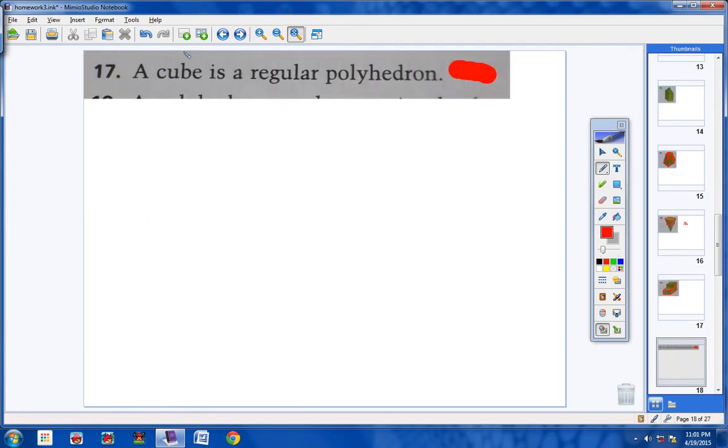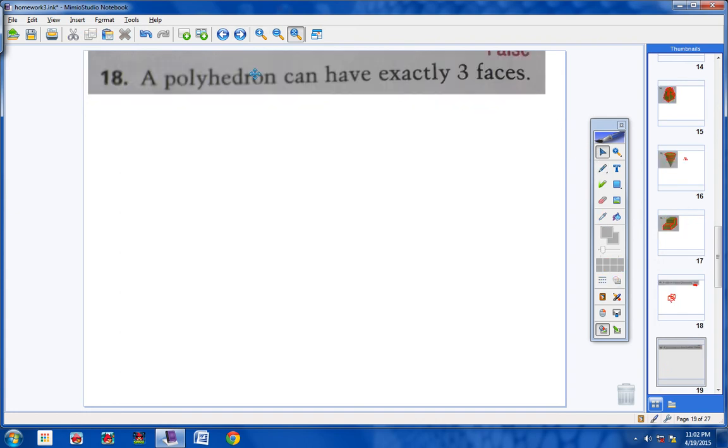All right, now 17 through 22 are pretty interesting. Let's really think these through. Is a cube a regular polyhedron? First of all, is it a polyhedron? Yes, it is. Secondly, guys, of course a cube is regular. A cube, just by the definition of what a cube is, means all of the faces are congruent. Like a cube is 3 by 3 by 3. Width, length, height. So yes, any cube is going to be regular, and it's going to be a polyhedron. So that's definitely true.